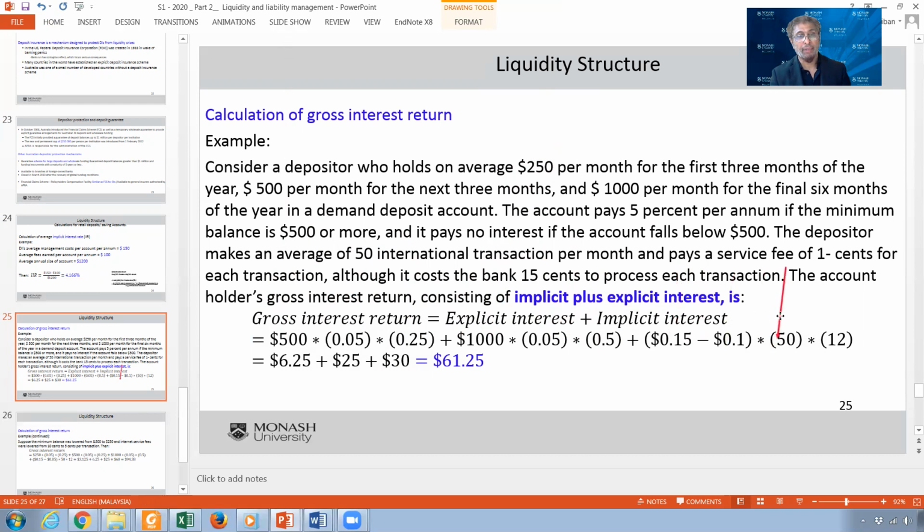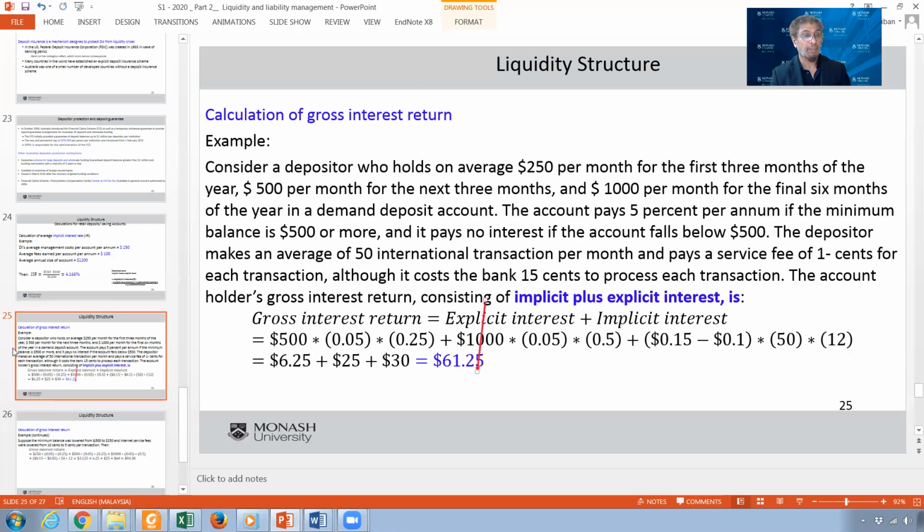Actually, you make 50 transactions. You pay only 1 cent and they pay 15 cents. So this is their cost. Times 12, this is what they pay you as explicit interest, and this is what they pay you as fees. So it's 61.25. This is the implicit and explicit interest rate.